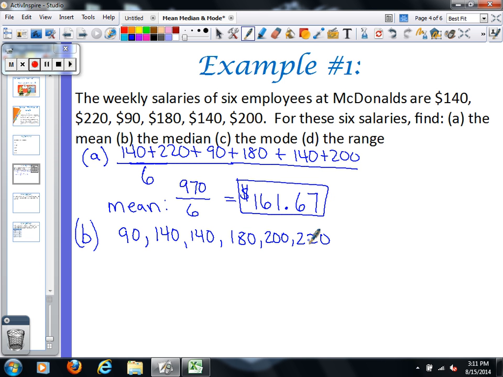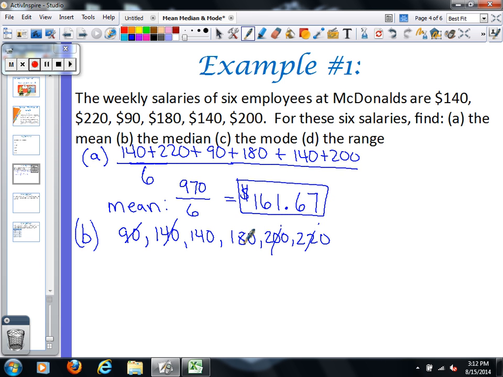Now, there is a trick. If there is an odd number of numbers, okay? The easiest way I think to do it, when you're going to find the median, okay, median means the number that is in the middle. So I'm just going to start by working my way inward. So I'm going to cross off 90 and 220, 140 and 220.